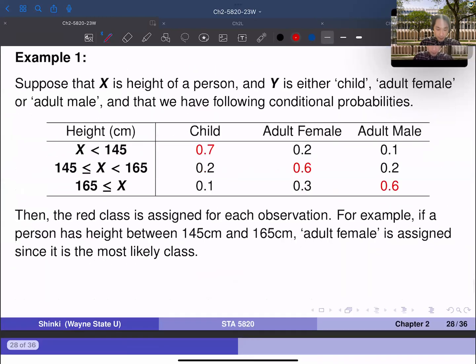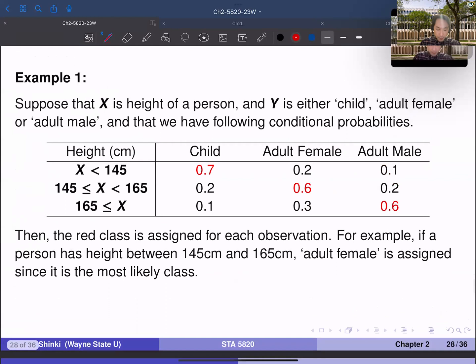So maybe we start with one example here. We want to develop a model to see if a person is either a child, adult female, or adult male, and we have to determine this only based on height. Maybe we have a large number of people entering the train station, and we have to judge if a person is either a child, adult female, or adult male. Okay. And suppose that these probabilities are given.